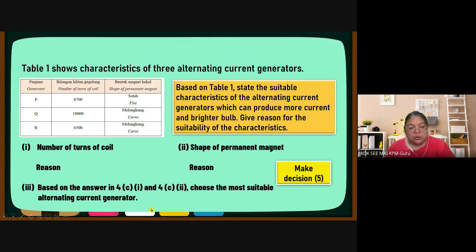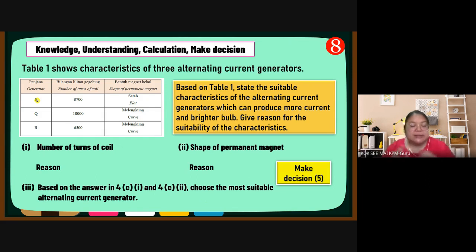And the last one, they want you to choose the most suitable of the alternating current generator. So that means at the end you have to choose. I choose generator P, like this. So this one is question 8, make decisions. Do you understand the difference between question 7 and 8? Knowledge, understanding, calculation are about the same pattern, only in the last question 8 you have to make a decision. Question 7 does not; you only give the reason for all the characteristics.